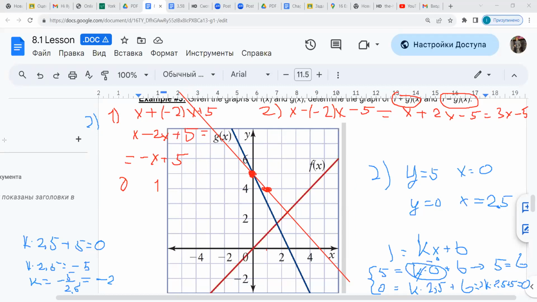Now for the second one, I'm going to use the blue color for f of x minus g of x. This is f plus g of x, and for the second one, I use the blue color. We have points 0 and 1 as well. Let's keep it simple for convenience. When x equals 0, y equals negative 5. So somewhere below, 0 and negative 5.